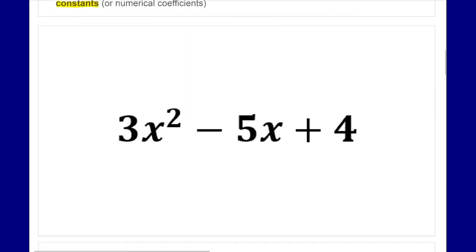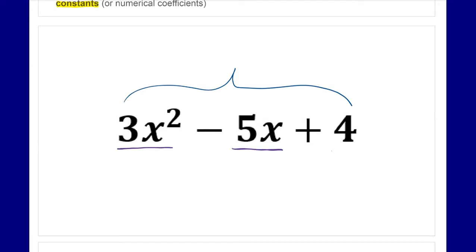Here we see an example of a polynomial. Specifically, because there are three terms, and we can see them because they are separated by addition or subtraction. So here we see one term, here we see another term, here we see a third term. So it's three terms, which means this is technically considered a trinomial.